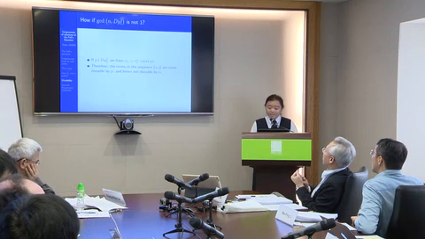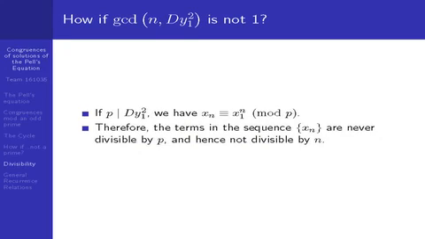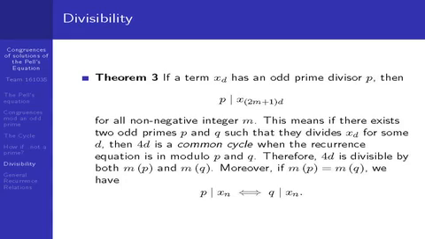Okay, so if p divides dy1 squared, the sequence is never divisible by n. So we have the following. If a term x_d has an odd prime divisor p, then p will also divide all the terms that are an odd multiple of the original d in the subscript. And if you compare two primes together, we have that 4d will be a common cycle of these two, no matter whether it is a minimum cycle or not.